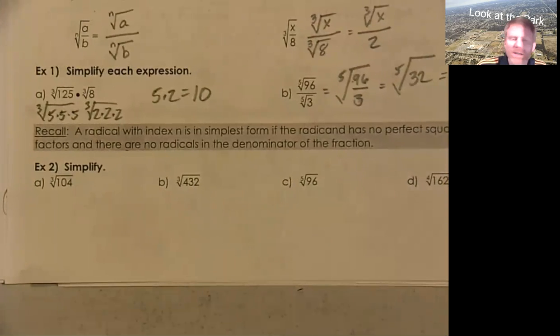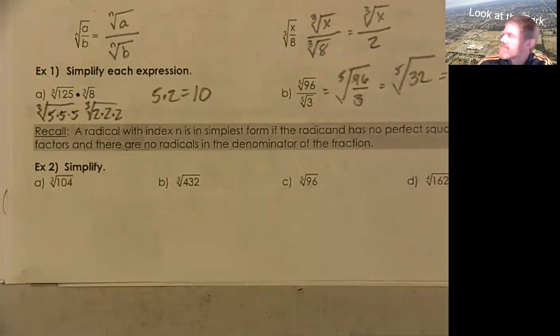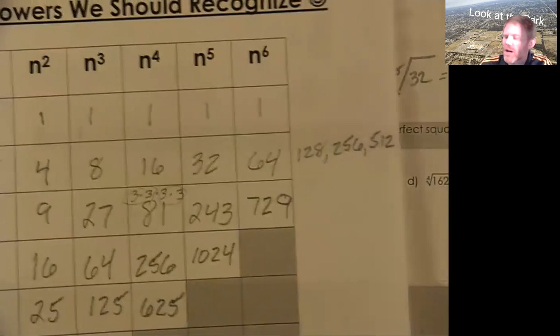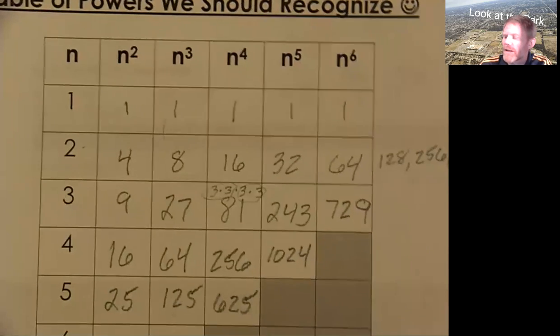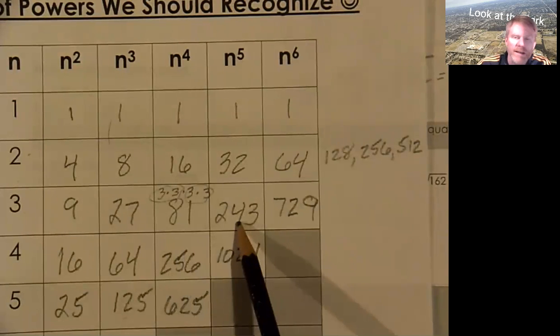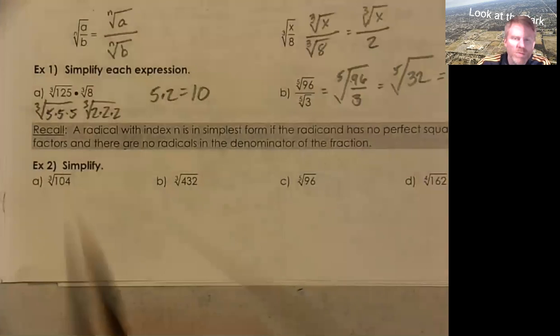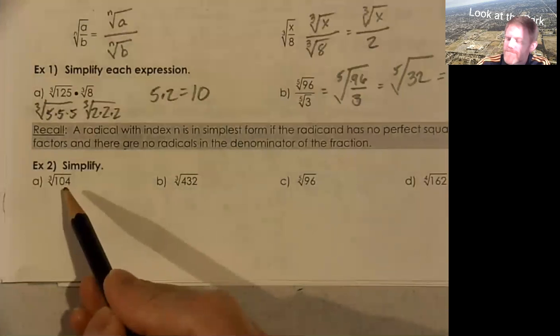All right, for us to simplify, we have to reduce it as much as possible. And sometimes we look at it. We look on our power chart for the number 104, and it doesn't. It goes from 81 up to 243. Doesn't hit any hundreds in there. So something weird's going on with this one.